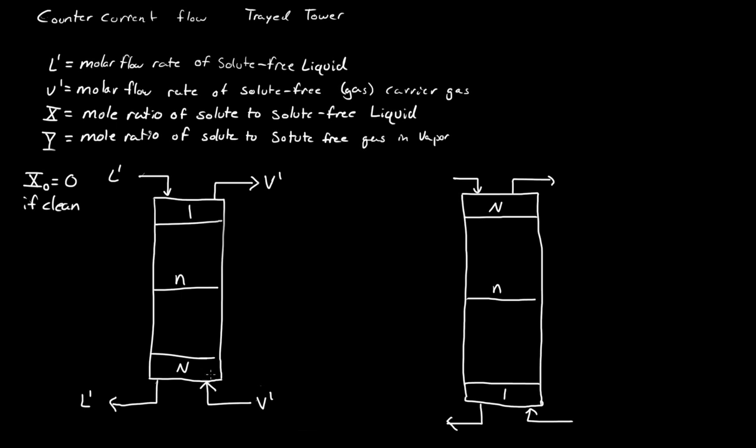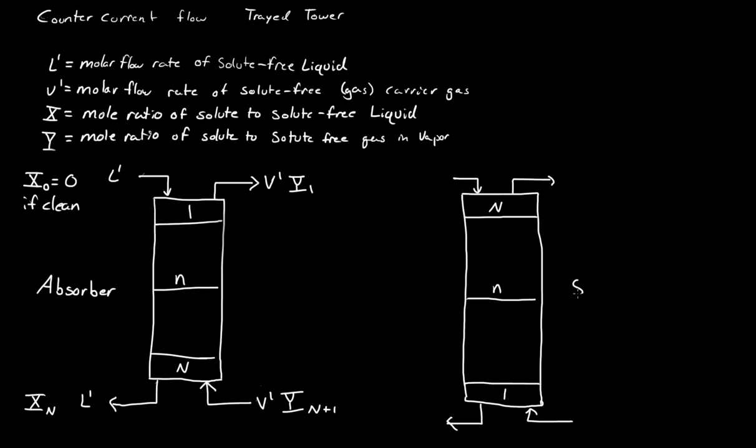Now it's coming out of stage N, so then it is Xn down here, and of course it's not going to be clean because it has absorbed some of the contaminant from the vapor. And of course, Y is the mole ratio of solute to solute-free gas in the vapor. And this is Yn plus 1, and this is Y1. That is for absorbing, or absorber.